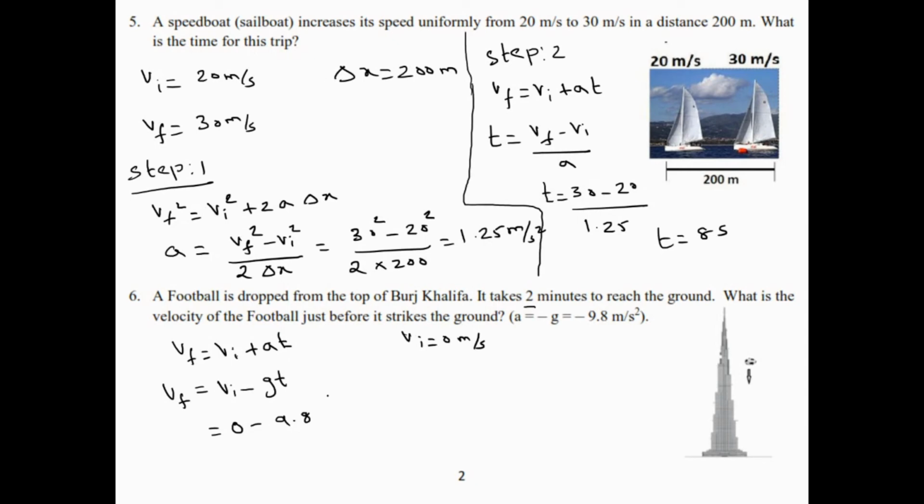In 2 minutes, how many seconds are there? In 1 minute, we have 60 seconds. For 2 minutes, it is 120 seconds. So 9.8 multiplied by 120 seconds. So the final speed is exactly equal to minus 9.8 multiplied by 120, which is 1176. So minus 1176 meter per second. So this is the answer for the sixth question.